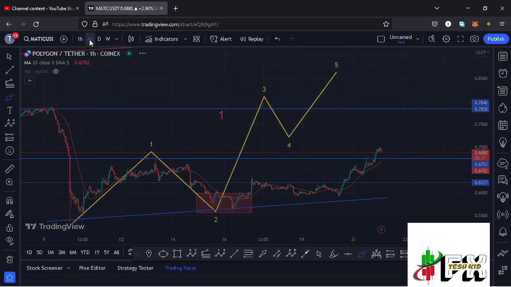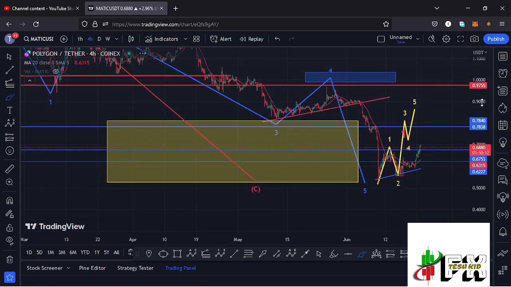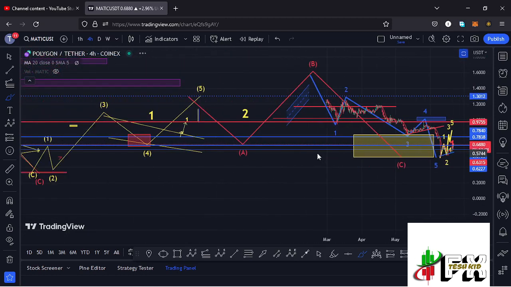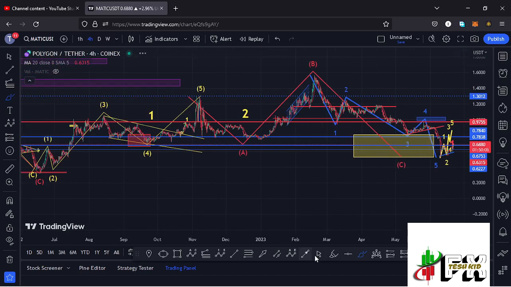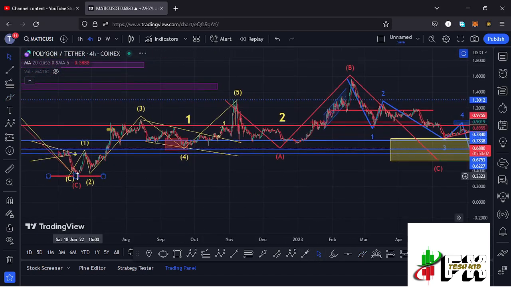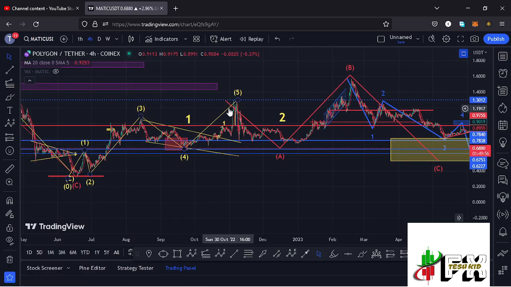Jumping to the 4-hour chart for further analysis, still basing it on the Elliott wave structures, which is the long-term point of view here on the Matic chart, you can see that after Matic gave us our June lows at around the $0.32 mark, we saw a 5-wave move to the upside, having the wave 5 giving us a high at around the $1.3 mark, completing the formation of this larger Elliott wave count 1.